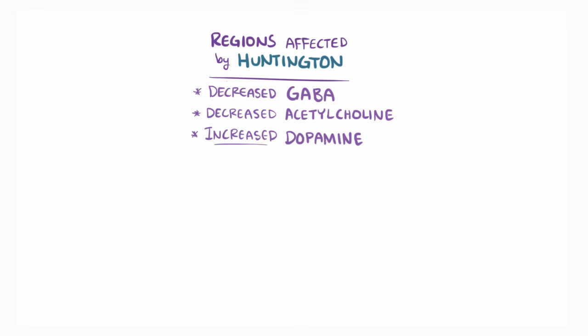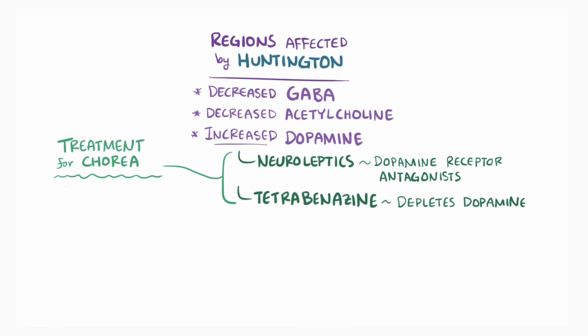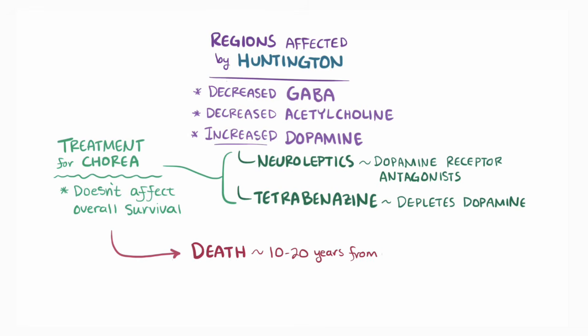This increased dopamine helps explain why neuroleptics, which are dopamine receptor antagonists, and tetrabenazine, which depletes dopamine, are used to treat chorea in people with Huntington disease. Unfortunately, these and other pharmacologic treatments don't affect overall survival, and death usually happens within 10 to 20 years of diagnosis, often by aspiration pneumonia on account of discoordinated swallowing, or suicide.